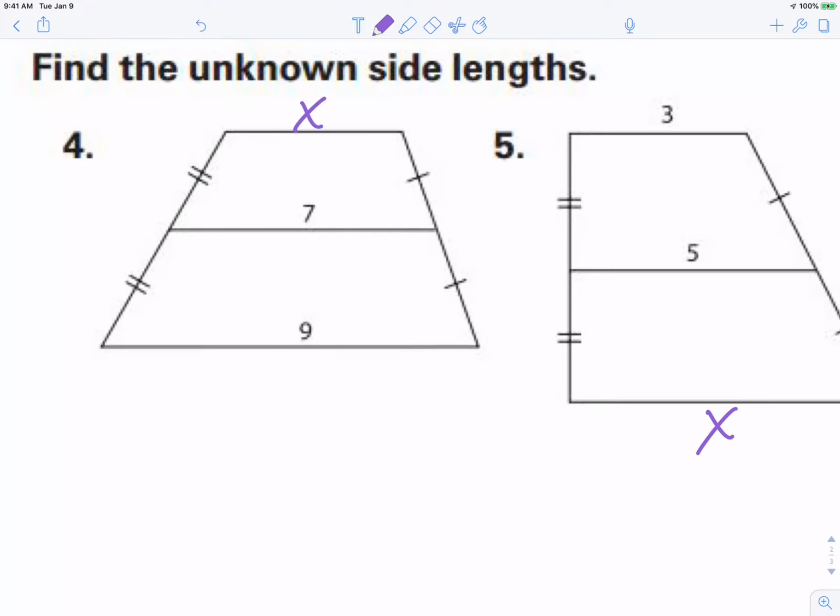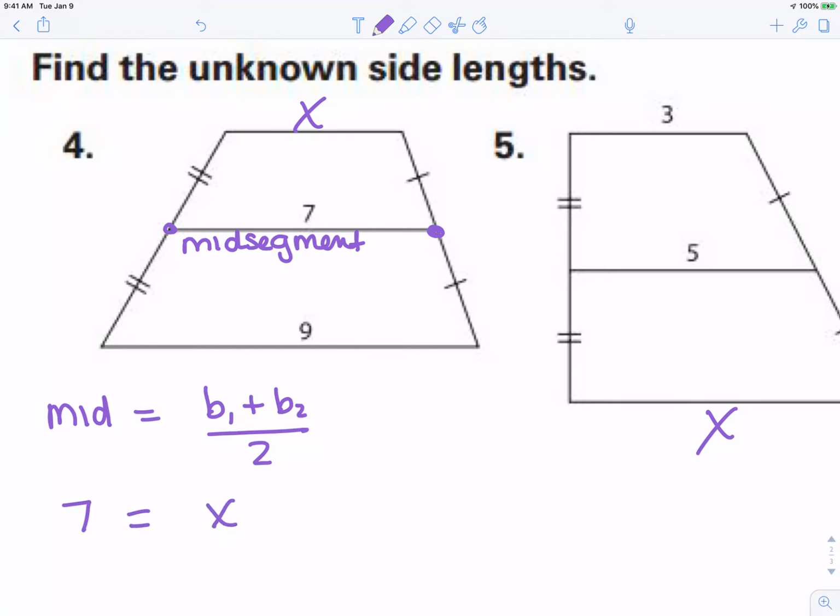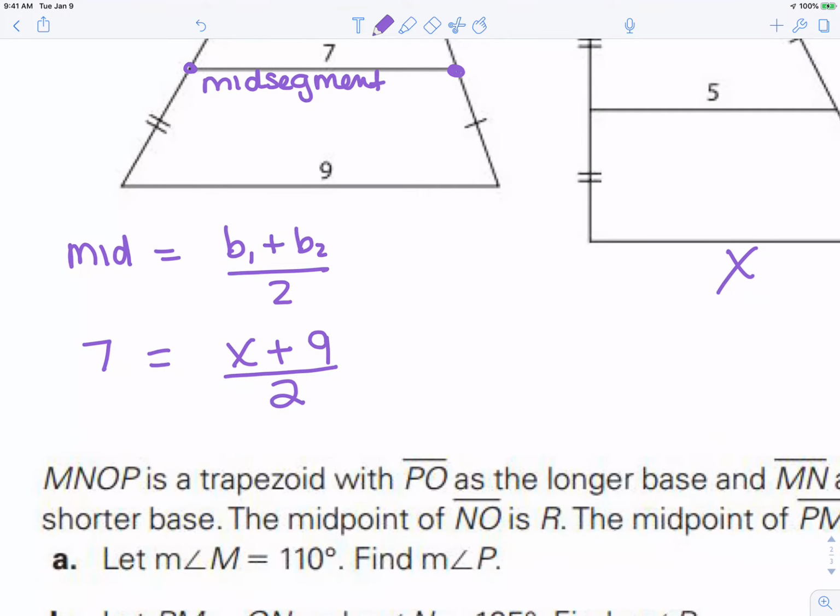All right, 7 is the length of the mid-segment. I know that because of the markings on the legs. This is a midpoint and this is a midpoint because of those congruency markings. Now if you remember, the formula was that the mid-segment is equal to base 1 plus base 2 divided by 2. In this case, the mid-segment is 7, so 7 equals first base x plus second base, that's 9, divided by 2. There's the setup for this problem.